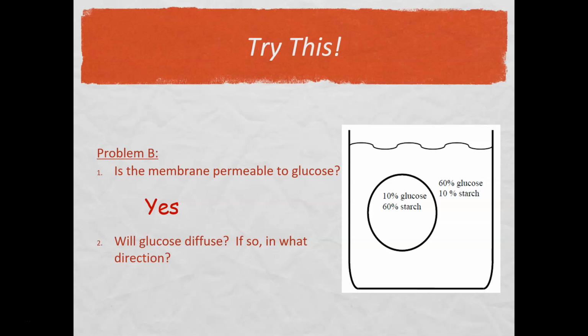Well, this is still passive transport. So it's going to go from where it's high to where it's low. Where is it currently higher? That's 60% outside in the beaker, so it's going to move to that lower percentage inside the cell.